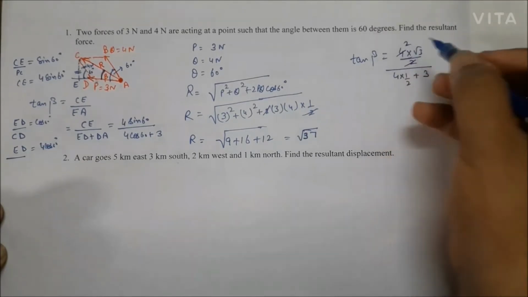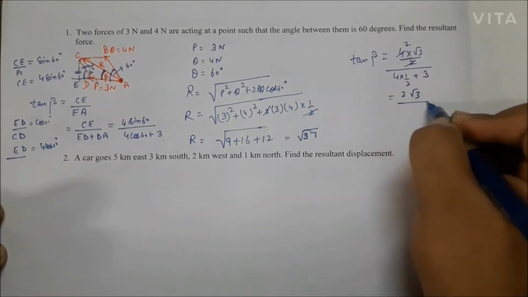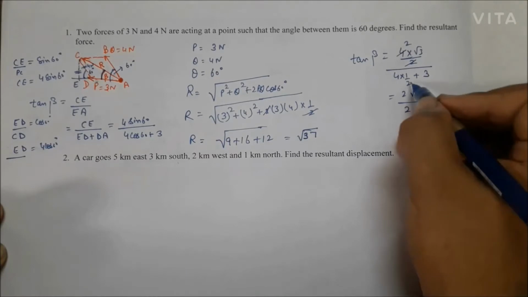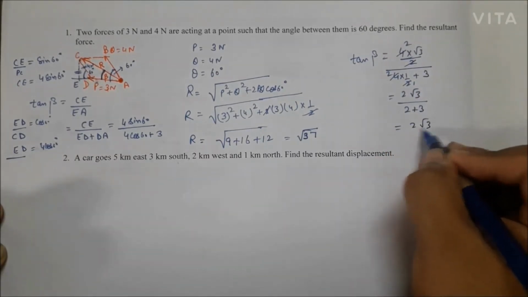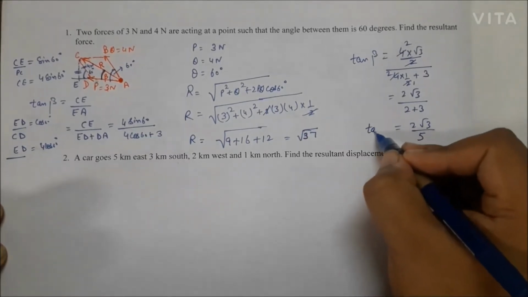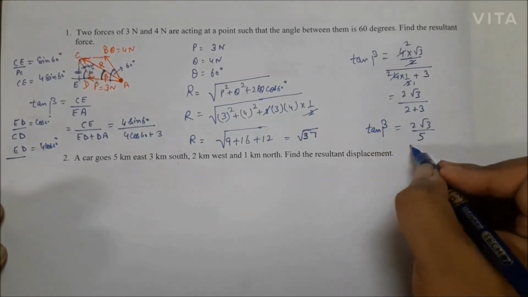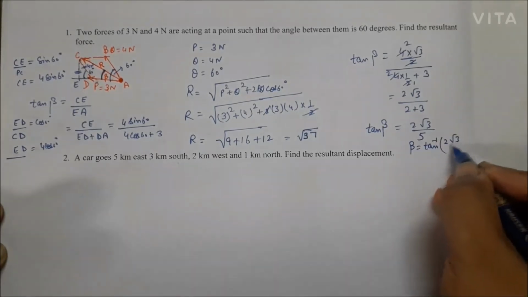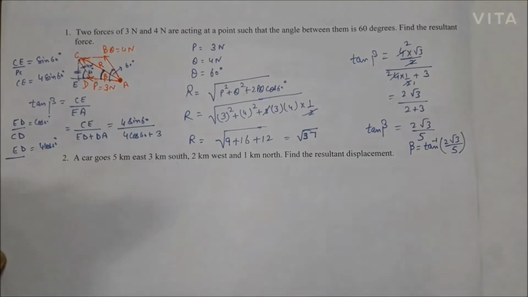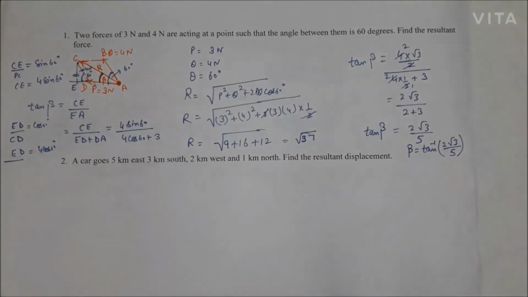So it comes out to be 2 2s are 4, 2 root 3 upon 2 1s are 2, 2 2s are 4, so 2 plus 3. So it comes out to be 2 root 3 upon 5. This is my tan beta, and my beta comes out to be tan inverse 2 root 3 by 5. Okay, so this is the direction of my resultant vector, and here we end our numerical.